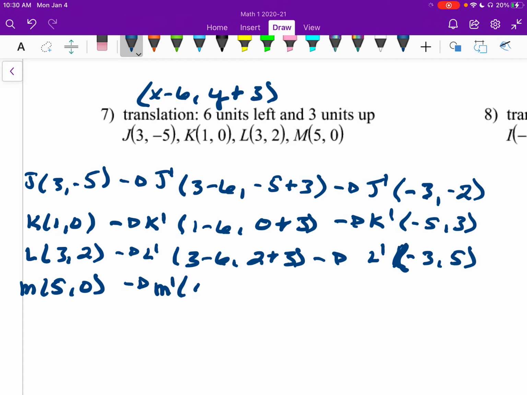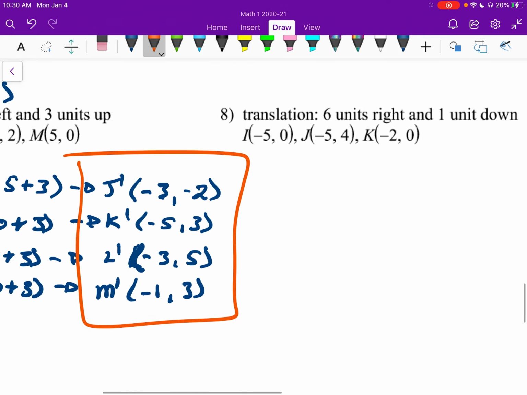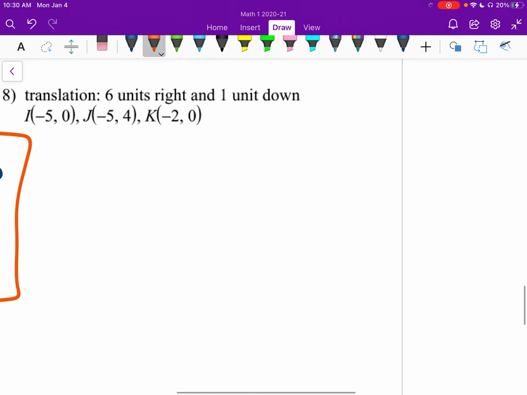M prime will be 5 minus 6, 0 plus 3, which gives me negative 1, 3. There's number 7. On to the last one. Number 8. So I'm going to translate 6 units right, so it's going to be x plus 6, and then 1 unit down will be y minus 1.